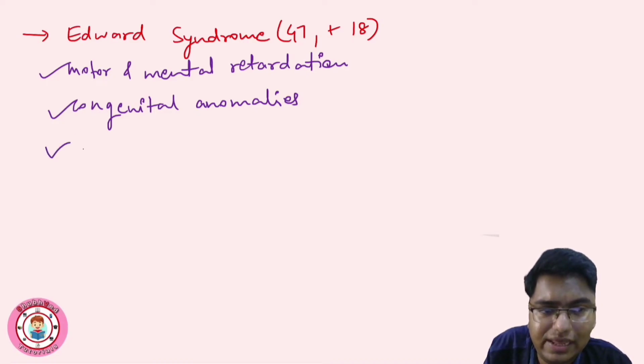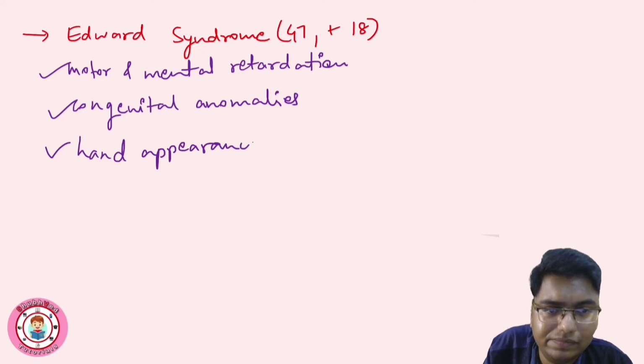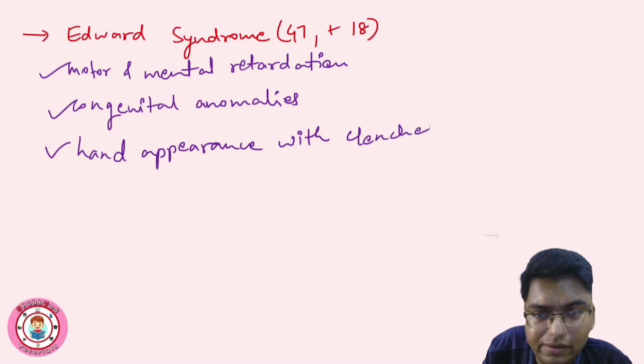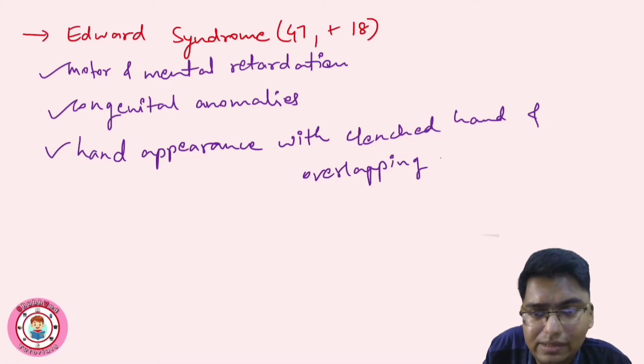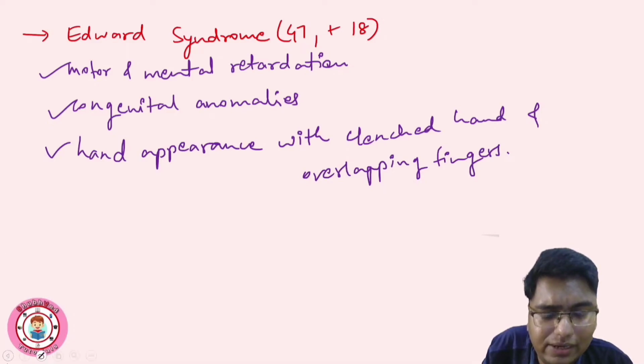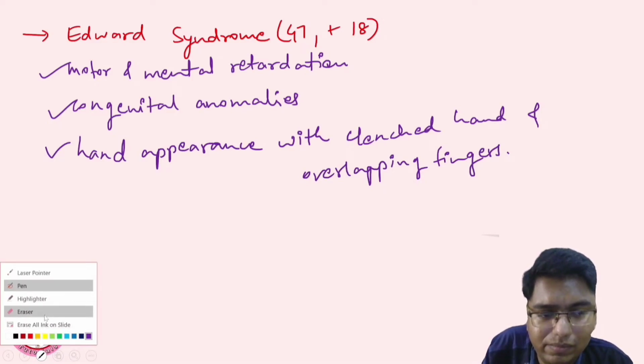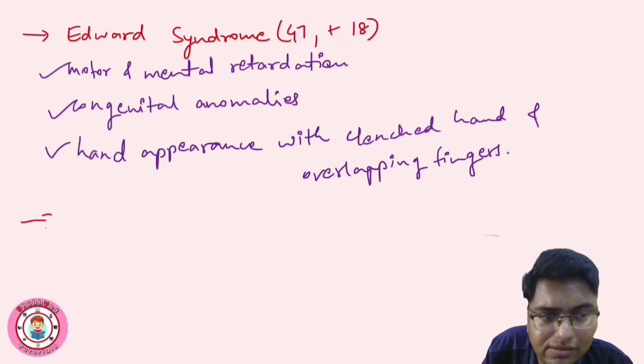Also, there is a characteristic hand appearance, with clenched hand and overlapping fingers. This is one of the characteristics, and the symptoms are motor and mental retardation and congenital anomalies. So this is Edwards syndrome, the second most common in autosomes. We are discussing autosomal conditions. The next is Patau syndrome.